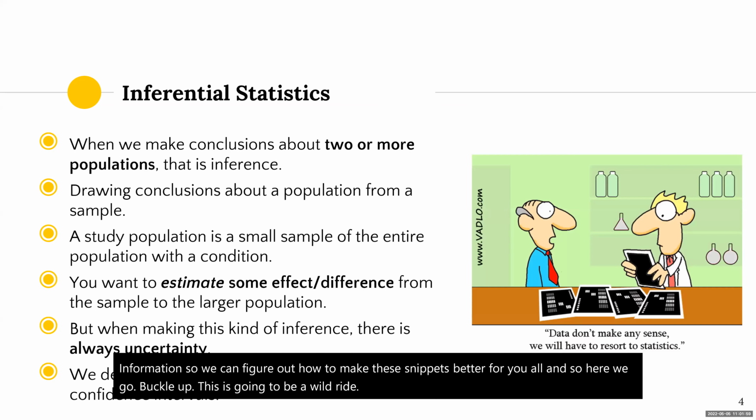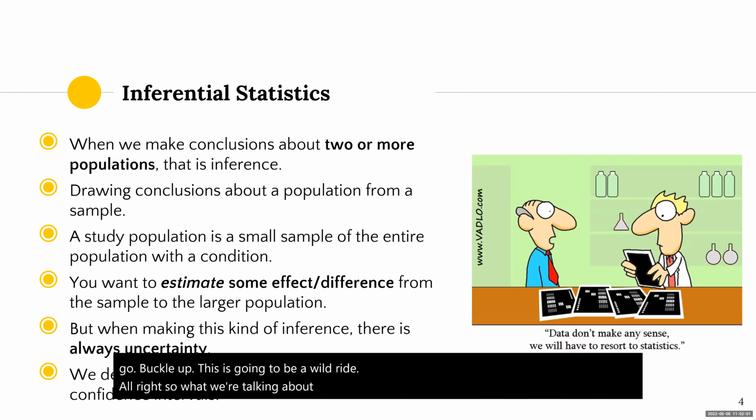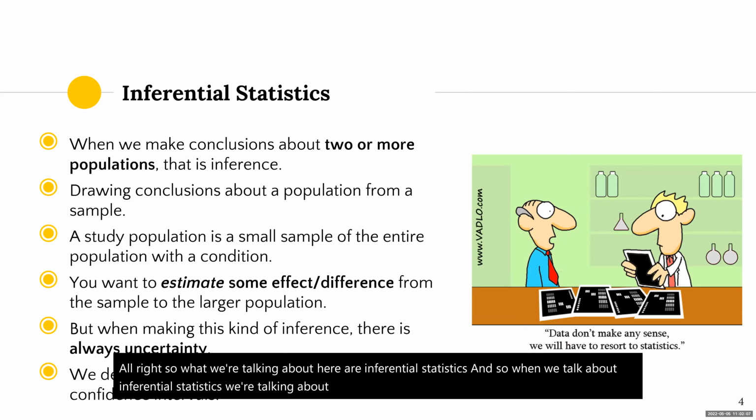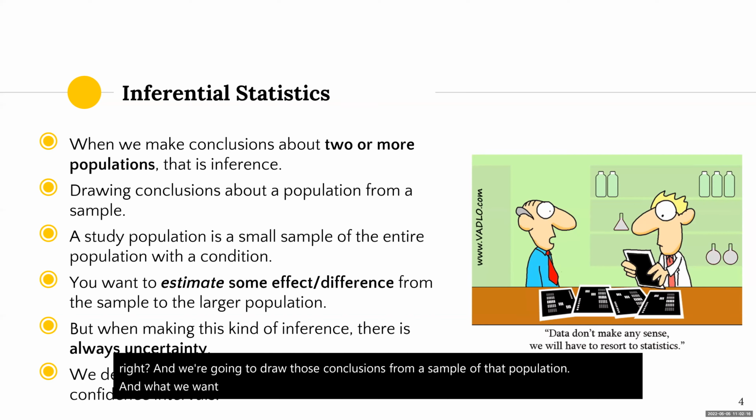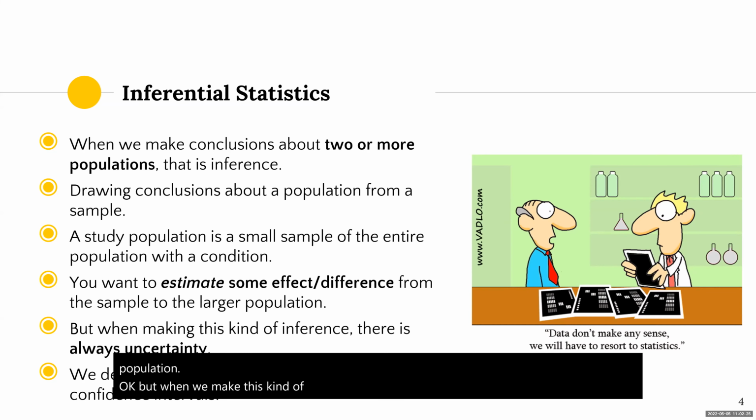All right, so what we're talking about here are inferential statistics. When we talk about inferential statistics, we're talking about making conclusions about two or more populations, right? And we're going to draw those conclusions from a sample of that population. What we want to do is estimate some effect or difference from the sample to that larger population. But when we make this kind of inference, there is always uncertainty, right? So we can never be completely confident.